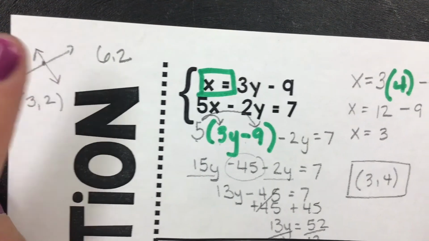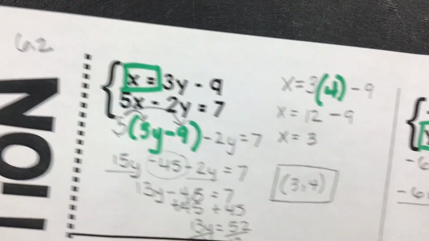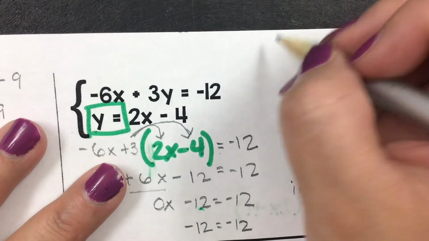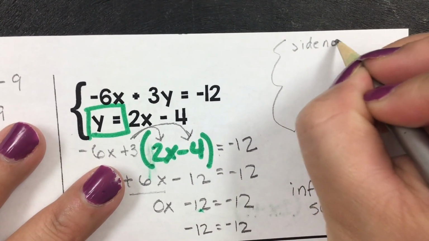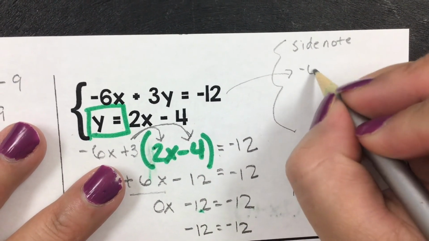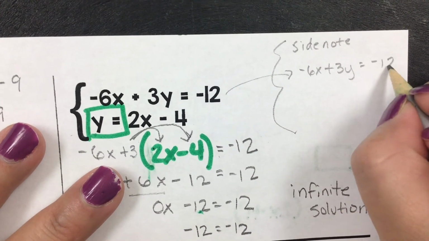So when we were graphing them and they became the same line, we knew that they had infinite solutions. Well, this works exactly the same way. You don't need to write this down, but this is just a side note. And I'm going to take that second equation and I'm going to solve for y.